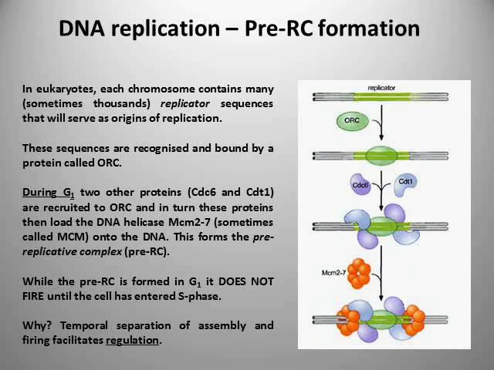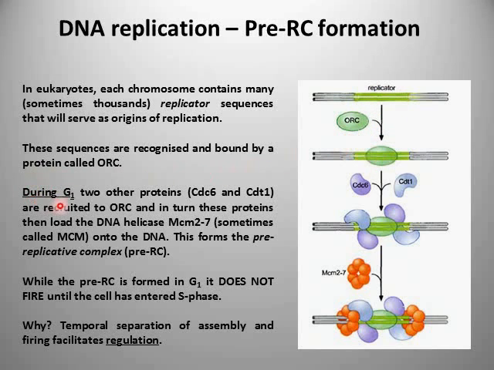So I've just said that it's more difficult and more complex in eukaryotes. To exemplify that, rather than just having one or two origins of replication, each of your chromosomes actually contains many thousands of replicator sequences, as they're known in eukaryotes. And each of these can potentially serve as an origin of replication. So how does that work, and how is that regulated? Well, regulation begins when these replicator sequences are bound by an origin of replication complex. And this origin of replication complex will recognise a replicator sequence and bind to it.